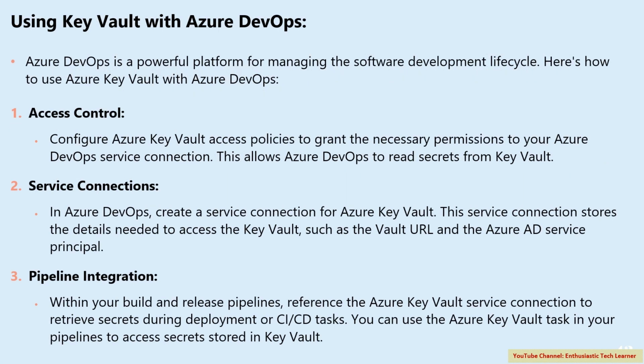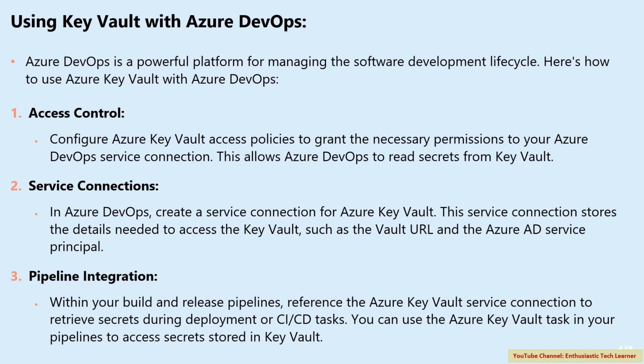Using Key Vault with Azure DevOps. Azure DevOps is a powerful platform for managing the software development lifecycle. Here's how to use Azure Key Vault with Azure DevOps. Access control. Configure Azure Key Vault access policies to grant the necessary permissions to your Azure DevOps service connection. This allows Azure DevOps to read secrets from Key Vault.